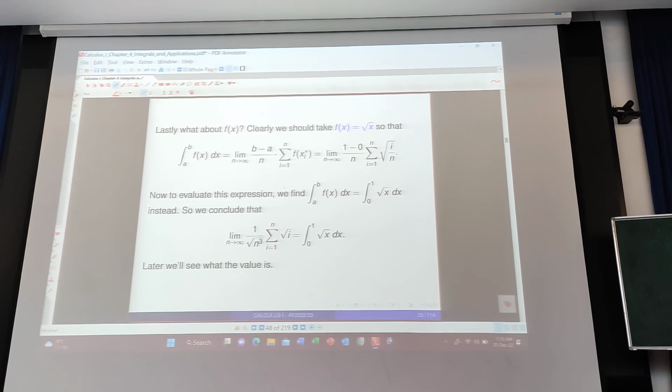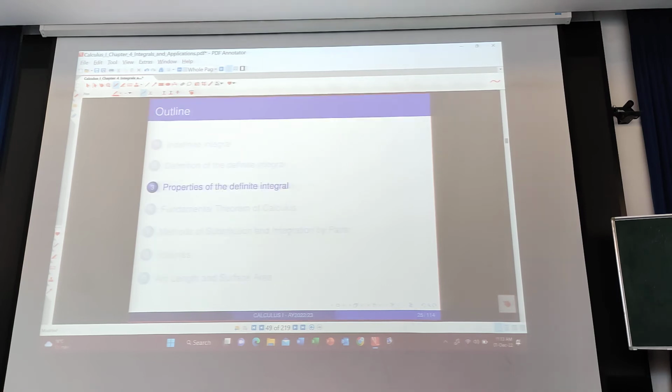Và cái bài này là hay. Ra cái này rất là thích. Limit có bao nhiêu? Ok. Stop break. Then we continue to properties of definite integral.